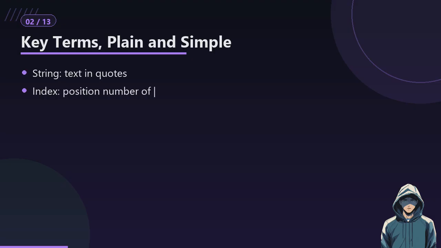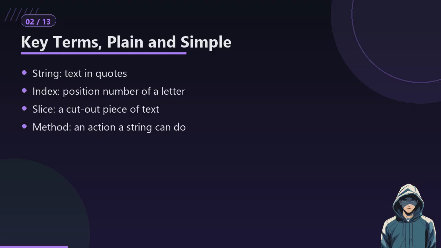Before we dive in, let's translate the jargon. A string is just text wrapped in quotes. An index is like a seat number for each letter. A slice is a chunk you cut out of the string. And a method is simply an action, like split or strip, that the string knows how to do.